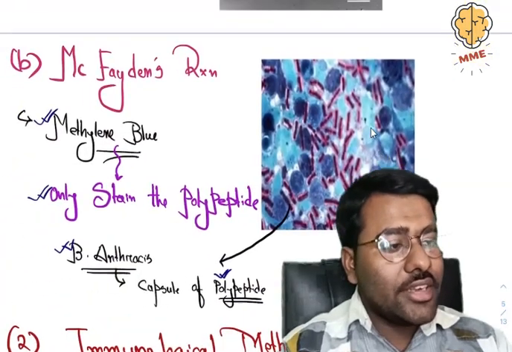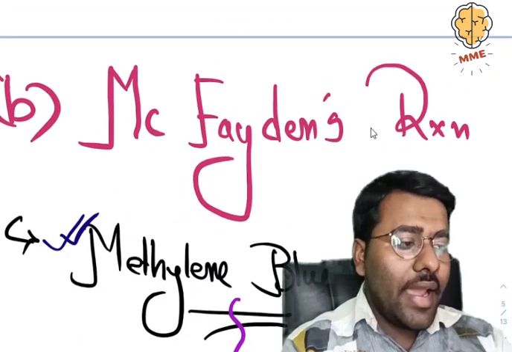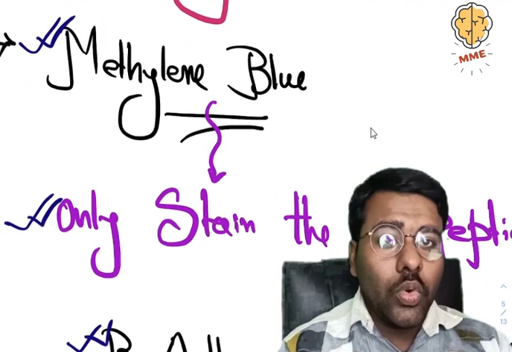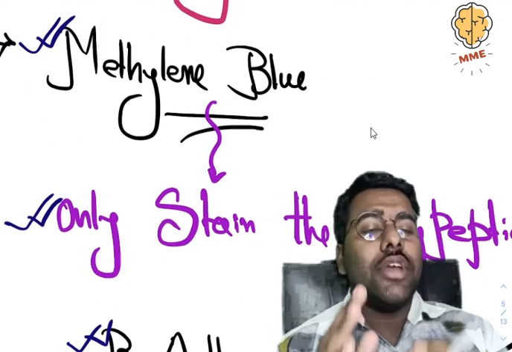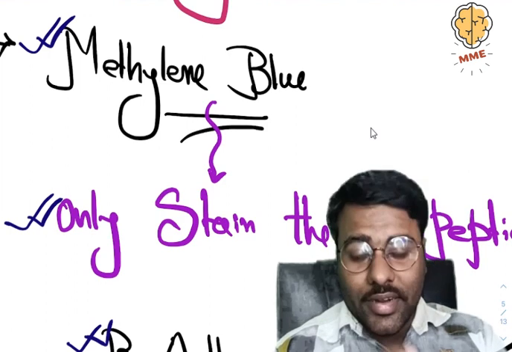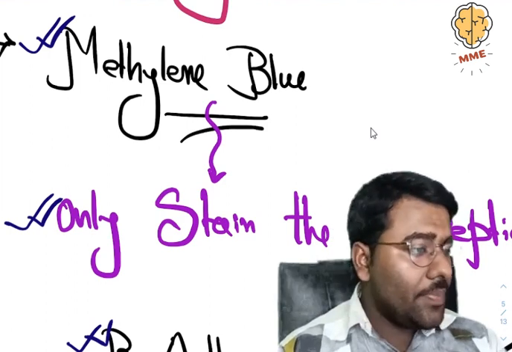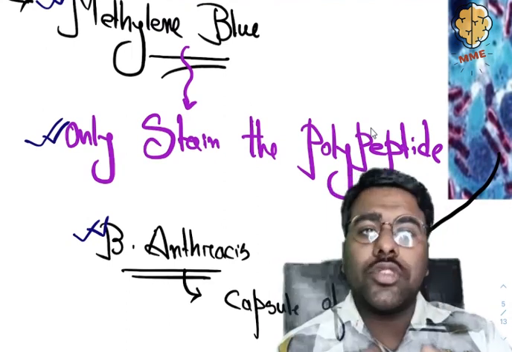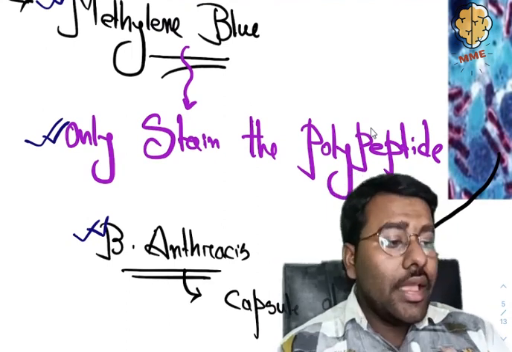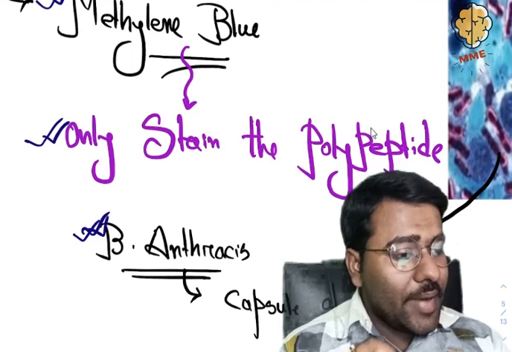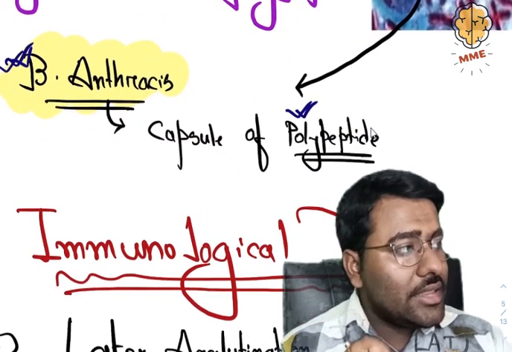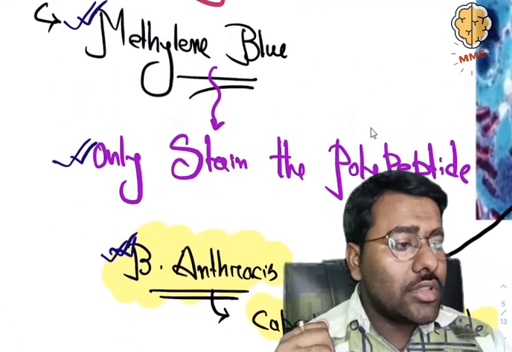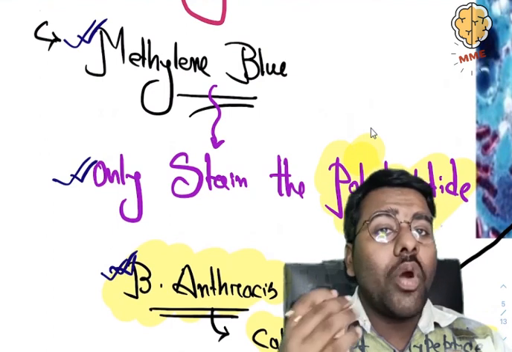Now coming to the second staining, which is called the McFadyean's reaction, mainly formed by methylene blue, and methylene blue only stains the polypeptide materials. We know that glycocalyx is polysaccharide, so all capsules are polysaccharide. So how is it possible? Because there is a bacteria called Bacillus anthracis, and its capsule is mainly formed by polypeptide, and methylene blue stains the polypeptide.